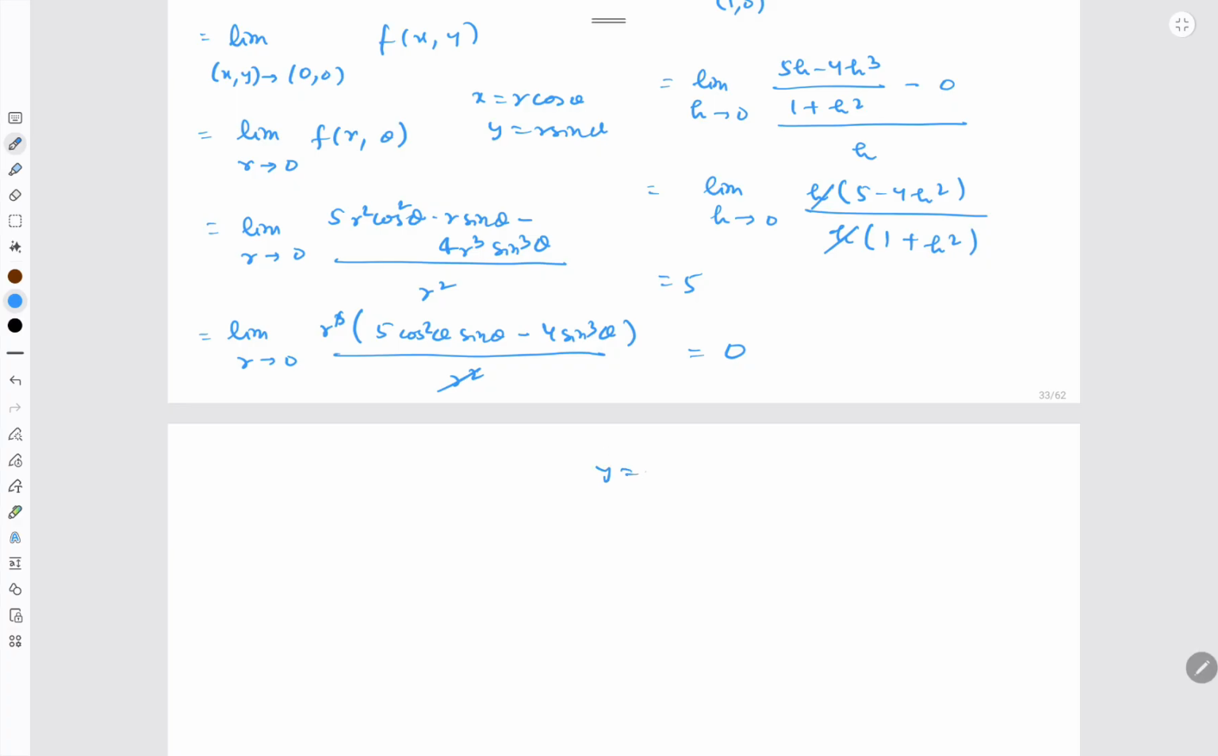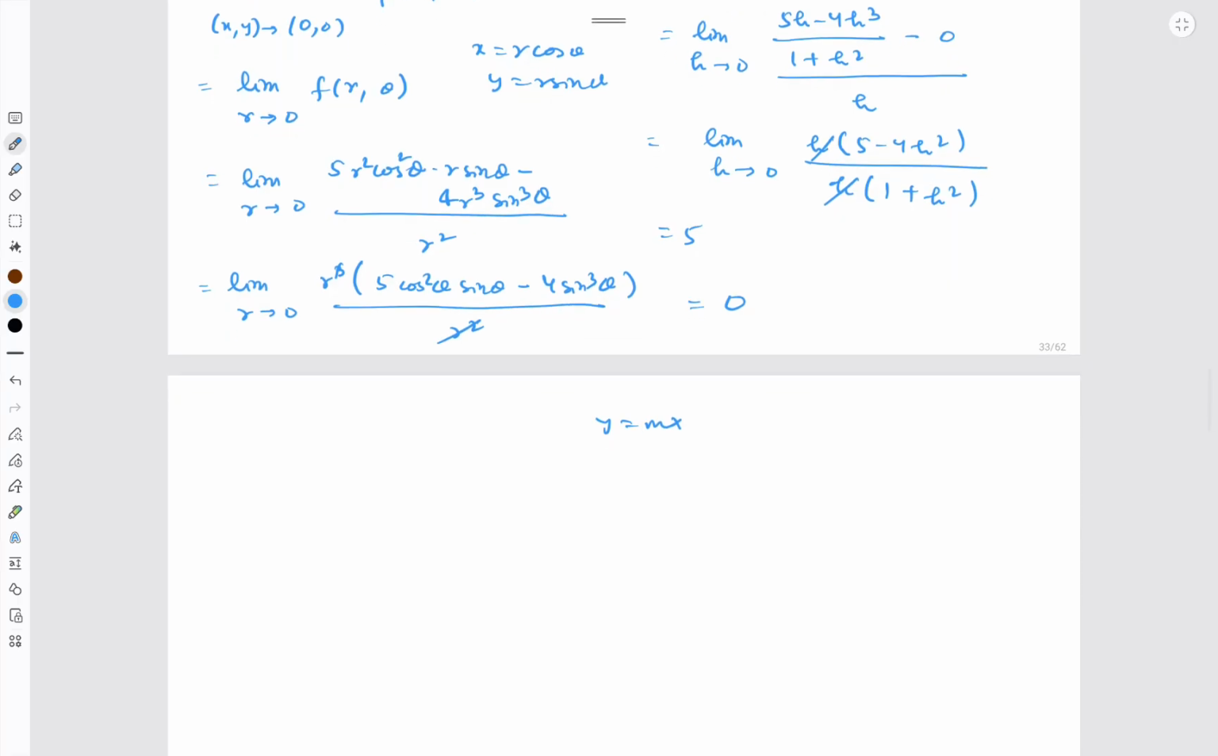If I take y equal to mx direction, I am coming at 0, 0 from a straight line direction only. I am not coming from a parabolic direction. So limit existing means, from whatever direction you come, the value should be the same. You will get the exact same value. That is the meaning of limit. That is why we are using polar coordinates here, because polar coordinates are independent of direction, independent of theta basically.